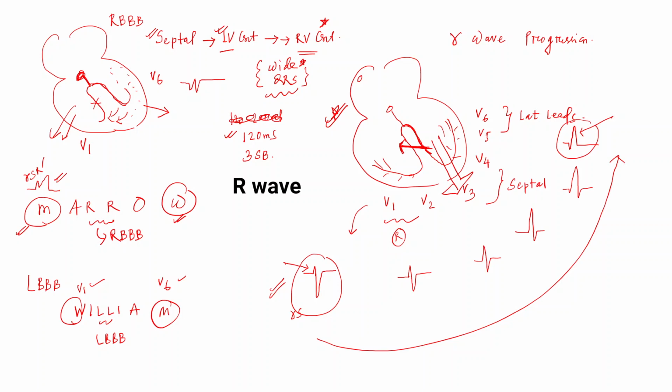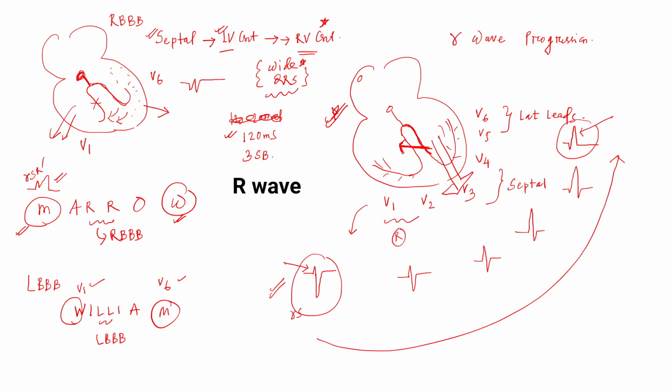Sometimes a situation may arise where we will get a pattern like this: an M pattern in V1, a W pattern in V6, but the QRS complex is normal or narrow. That situation is called incomplete bundle branch block, incomplete RBBB. Bundle branch block means there has to be wide QRS. If wide QRS is not there, but the pattern is compatible with bundle branch block, that is known as incomplete bundle branch block. We will be discussing more on this in the bundle branch block section.